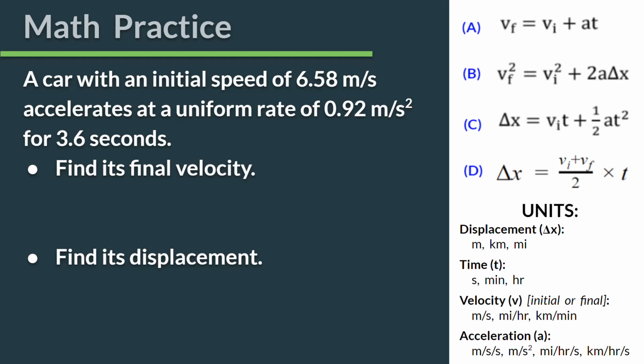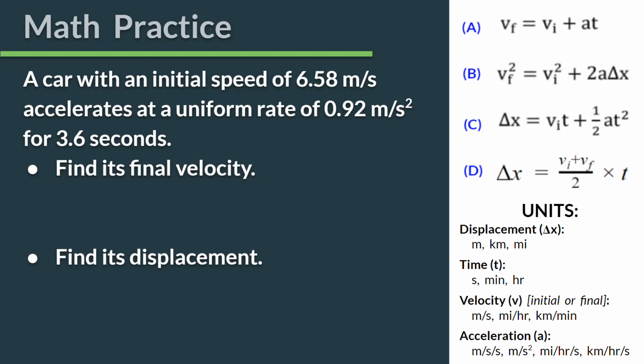So the first thing that you're going to do is label the information that you're given. You are given an initial velocity of 6.58 meters per second, and you are given an acceleration, and I really should have put signs here. I'm going to say these are positive since I didn't put a negative in front. The acceleration is 0.92 meters per second squared, and I'm also given a time of 3.6 seconds. So they gave us VI, A, and T, and they want us to find final velocity, and then in the second question, displacement.